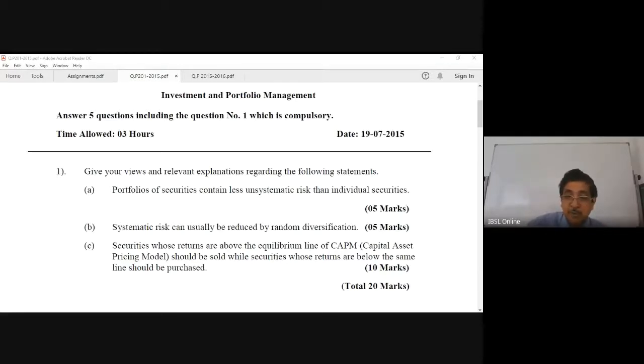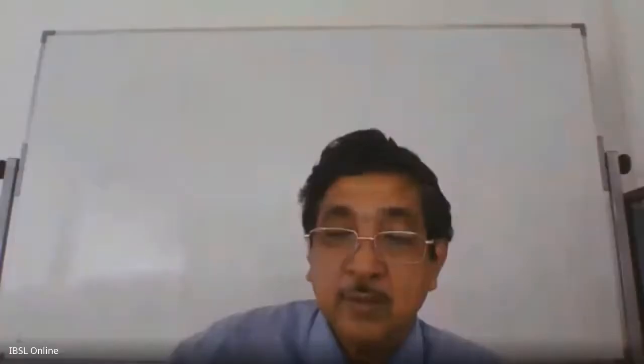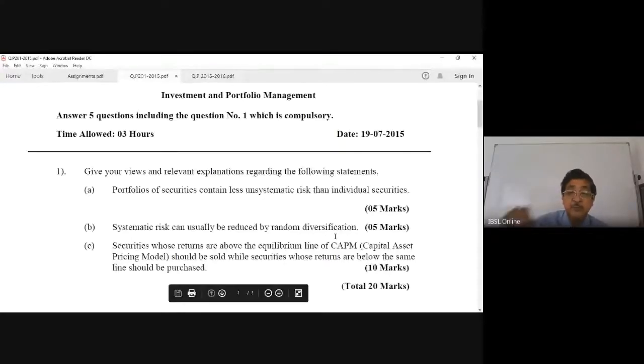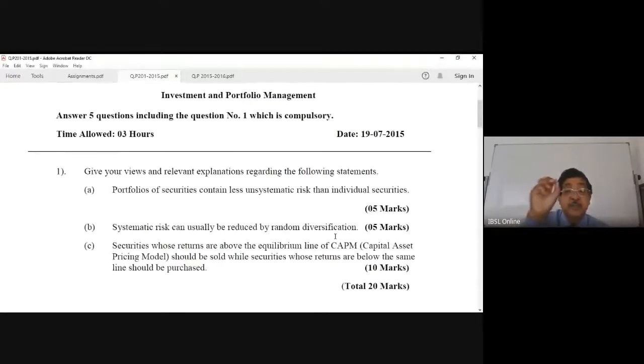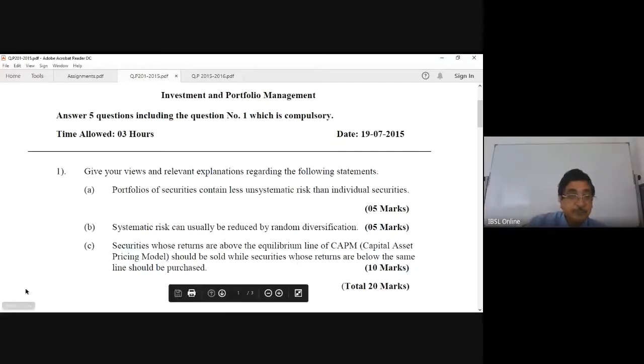Now we can say systematic risk can usually be reduced by random diversification. So therefore, the first statement is wrong. Point blank, you have to say it is wrong. Why? You can't reduce the systematic risk by random diversification, because systematic risk is the risk which cannot be diversified. So that is the answer for that. If you have written these two sentences, you would get 5 marks.